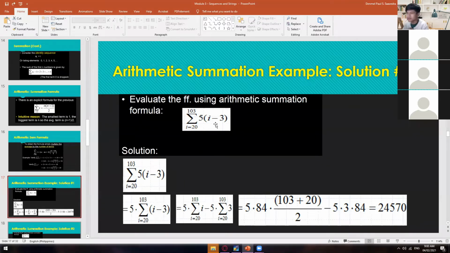Yeah, I think simplify. There's no other term that we can indicate for this one. So that's how you simplify this formula to get the total summation from 20 to 103, which is 24,570. So if you weren't able to understand this one, then we have solution number 2, which is just the same result but a different way of solving it.